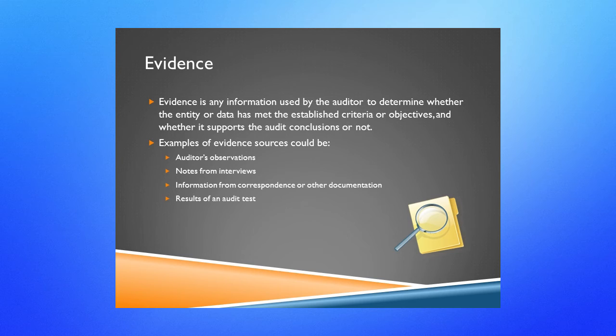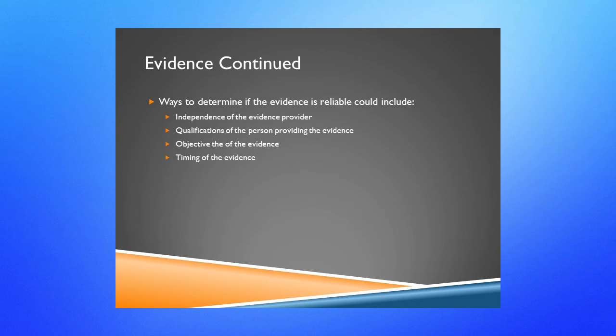Now, the sources of evidence could simply be from the auditor's observations, notes from interviews with management to get their assertions, interviews with people in the IS departments, information from correspondence or other documentation that they might have. Could be correspondence with a vendor that supplied you with the control that you're purchasing. And of course, you should have an audit test and the results of that audit test to also use to further the evidence to support your conclusions.